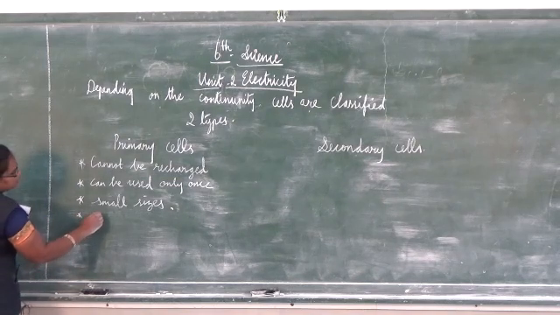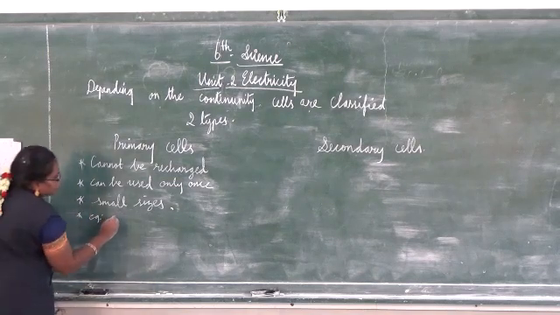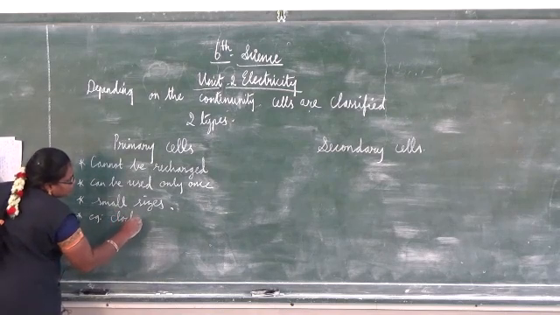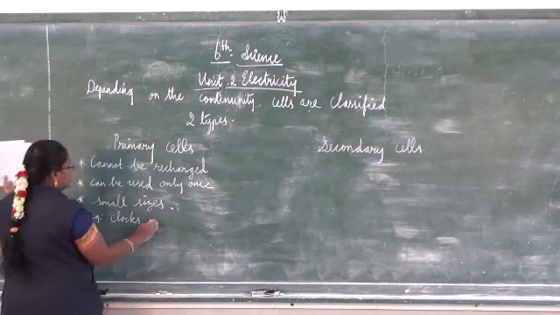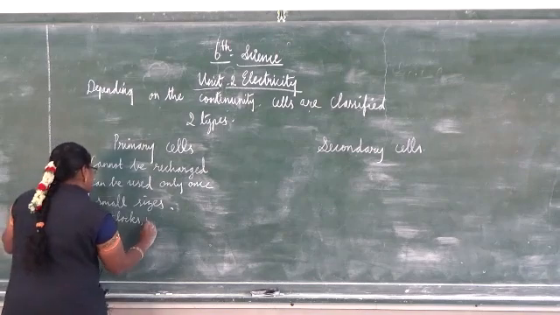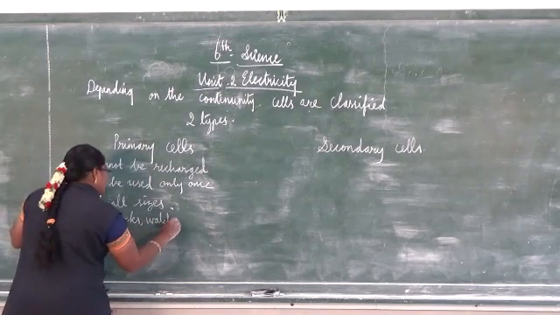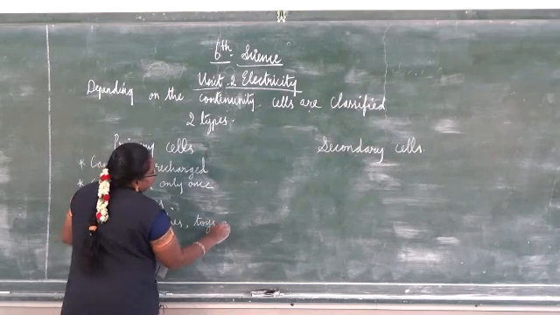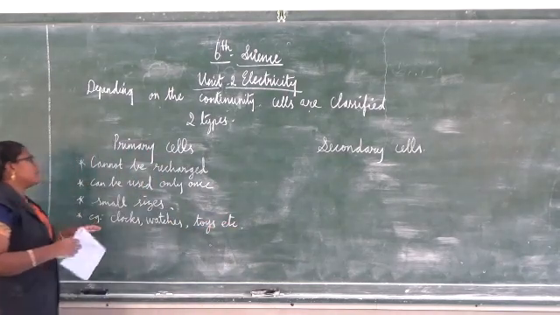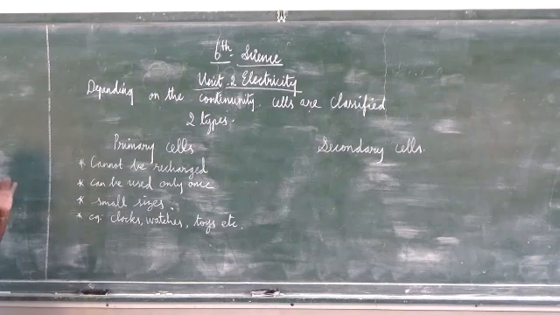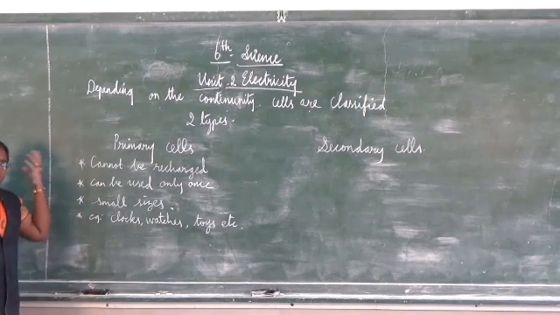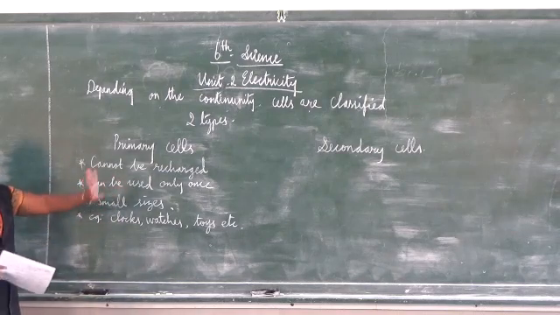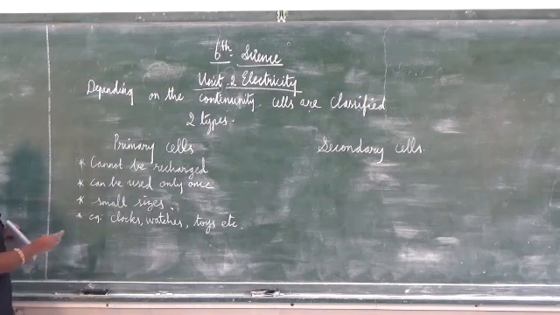Where can we see primary cells? In clocks, watches, toys, etc. In certain places we can find this primary cell. After the usage of the chemical, we just throw it off. It cannot be recharged, that means it is a primary cell. Understand? It has different sizes.